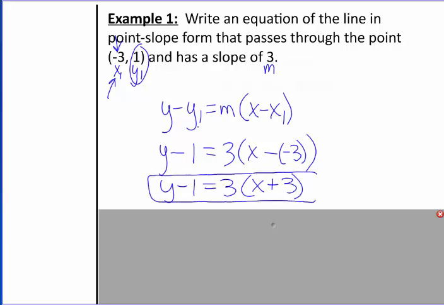This is your final answer. You're not going to do any other rewriting right now. The reason is I asked for point-slope form. If I ask for point-slope form, then that is how you will leave your answer. So y - 1 = 3 times the quantity (x + 3).